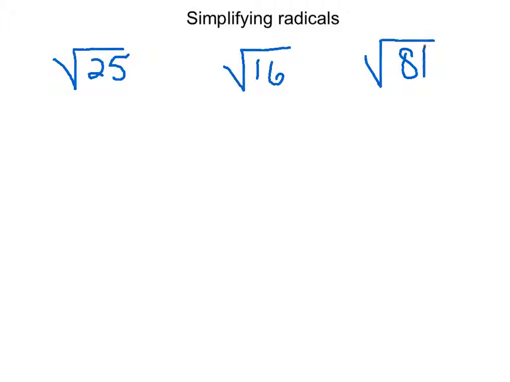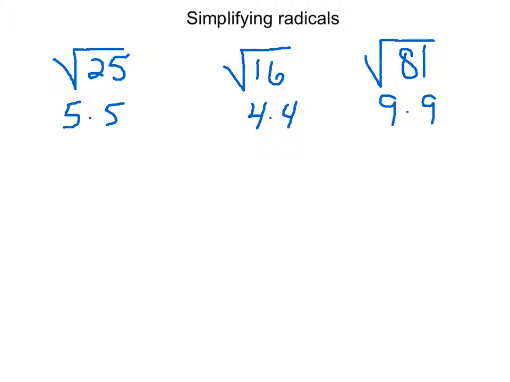Alright, this topic is about simplifying radicals, and first I guess we should just talk about what radicals are. Radicals are square roots, and probably the way that you've seen them in the past are with numbers underneath that are perfect squares. So like the square root of 25, or the square root of 16, the square root of 81. All of these numbers under the radical, the 25, the 16, and the 81, are called perfect squares. And they're called that because a number times itself gets you those numbers. So 5 times 5 is 25, 4 times 4 is 16, 9 times 9 is 81, etc.